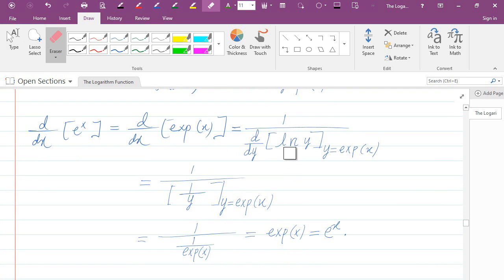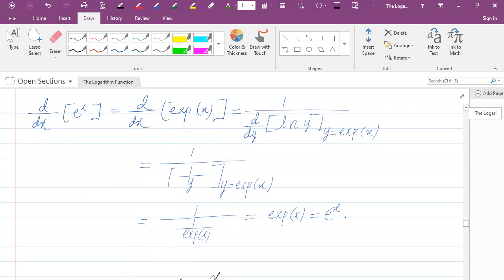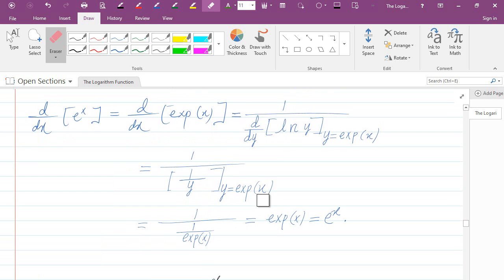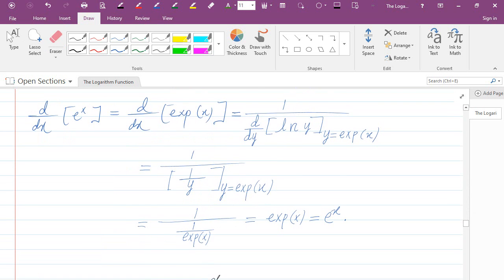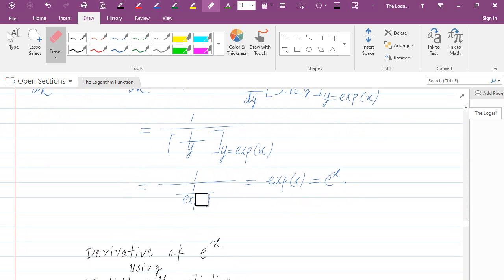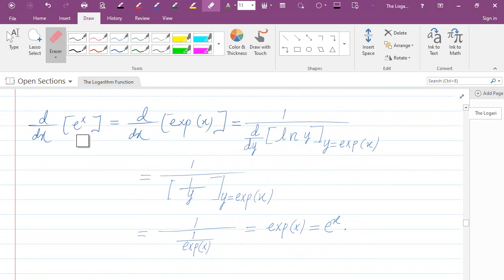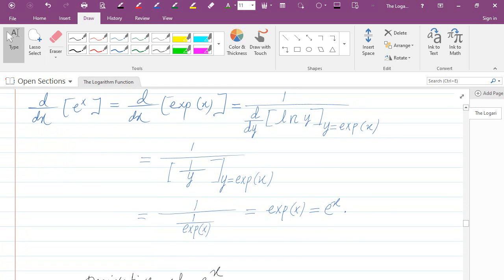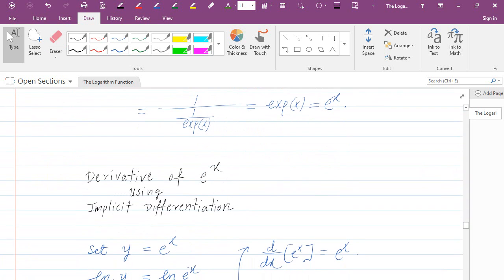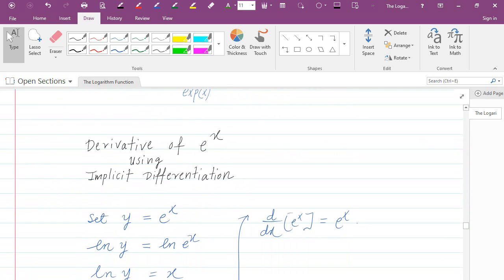And so we know that the derivative of ln of y is 1 over y. So now we plug in exp of x in place of y. So we get 1 over exp of x, and that is exp of x, which is e to the x. So what we are obtaining then is that the derivative of e to the x is equal to e to the x. So the derivative of this function is the same as itself. That is, the rate of this function is itself. The rate of the function equals the function here.